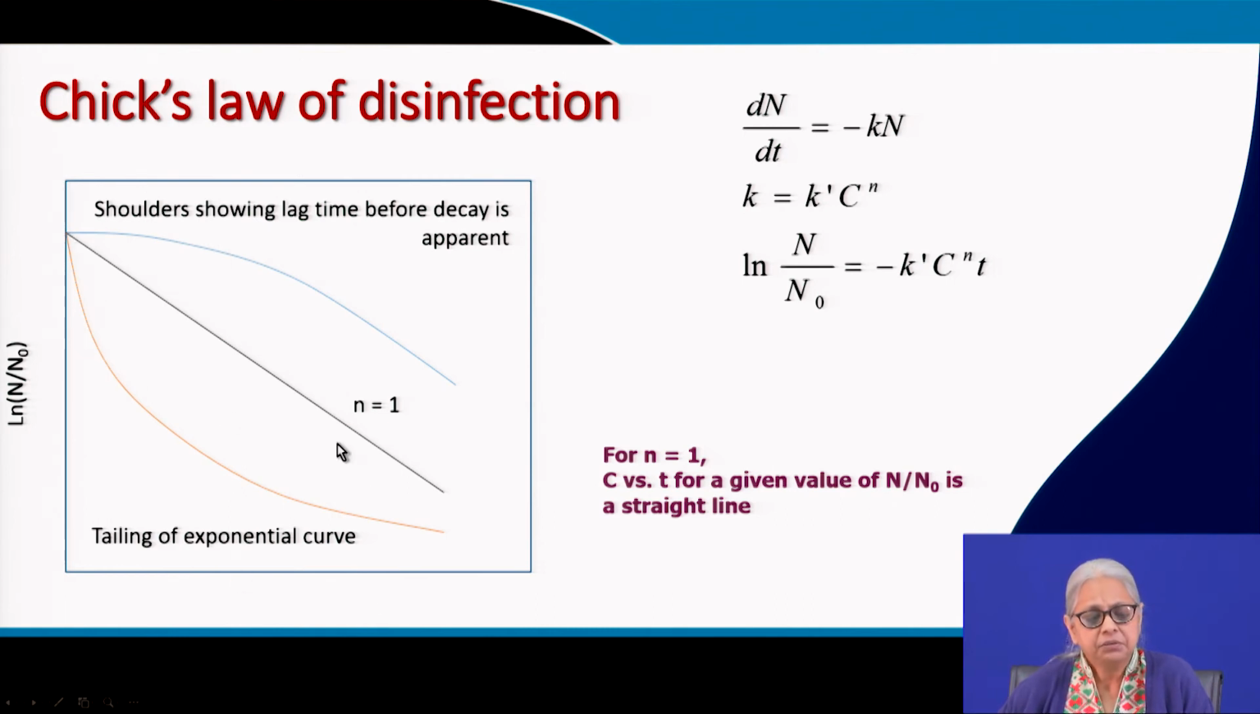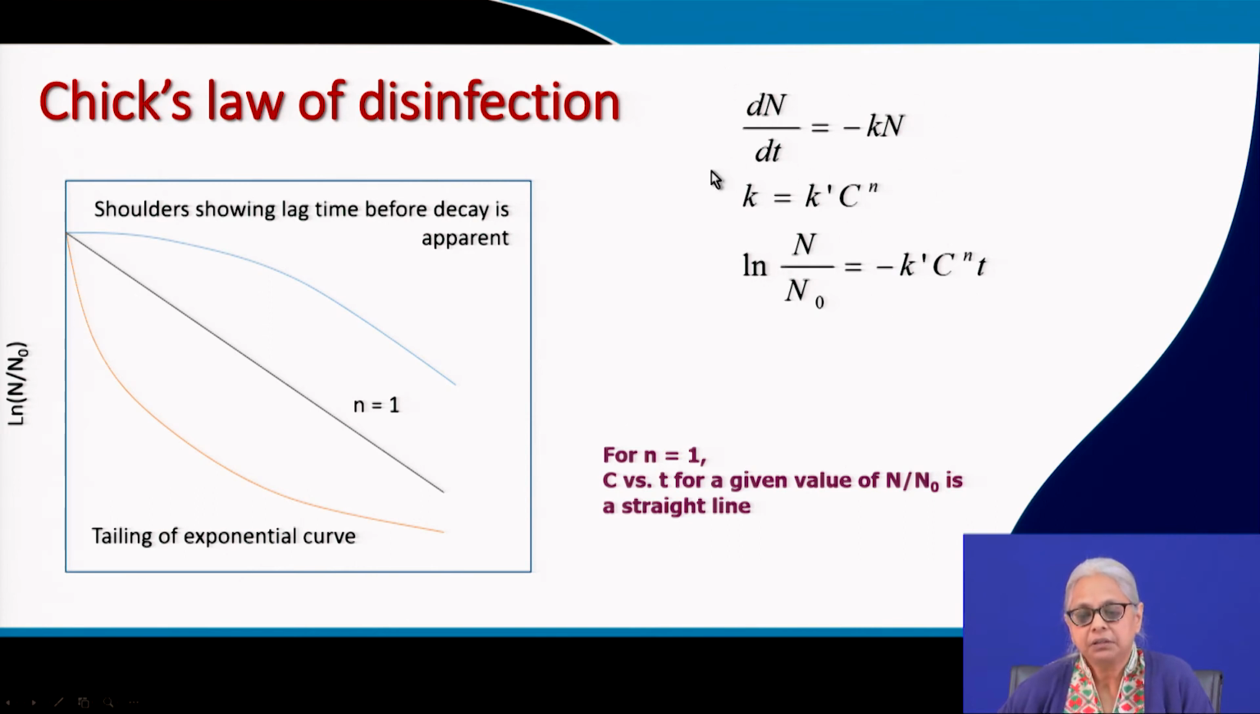You can have these 3 types of curves. Now the curve in the middle is n equal to 1 based on this particular equation, dN by dt is equal to minus KN. Now this K is assumed to be a constant, but we know it is proportional to the disinfectant concentration. So K can also be written as K dash C to the power n, and the straight line is for n equal to 1.